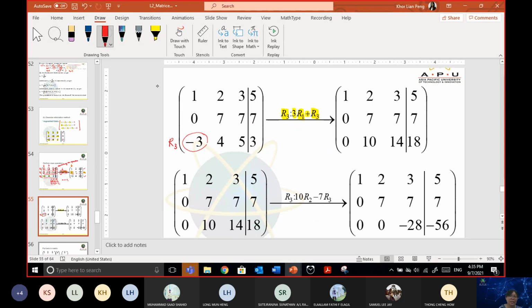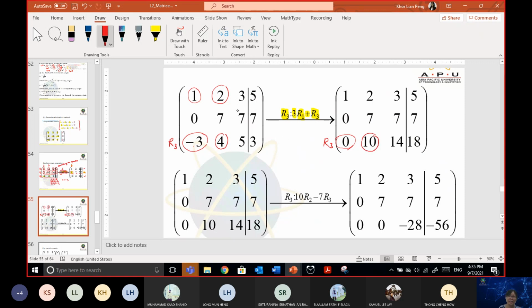Now you look at here, the value is 1. 1 multiplied with 3 is 3. 3 plus negative 3, you get a 0. So this is our purpose. We want to make this a 0. Then R3. Come to this value. 3 times 2 is 6. 6 plus 4, which is 10.